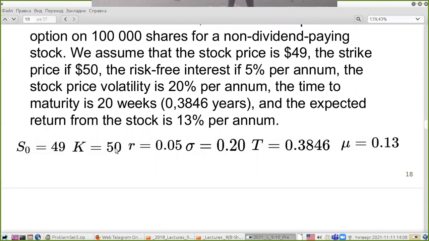But if the market price is less than K, for example 40, 45, 49, or 52, you lose, because this difference is 0 or less than 0, negative. If this difference is negative, you don't exercise this option, and your profit is 0. And if it's 50, your profit is 0 too. Does everyone understand?